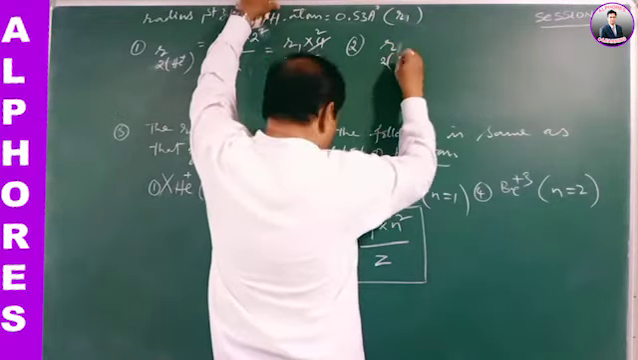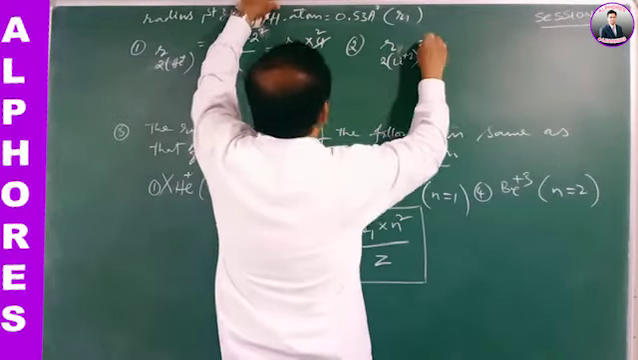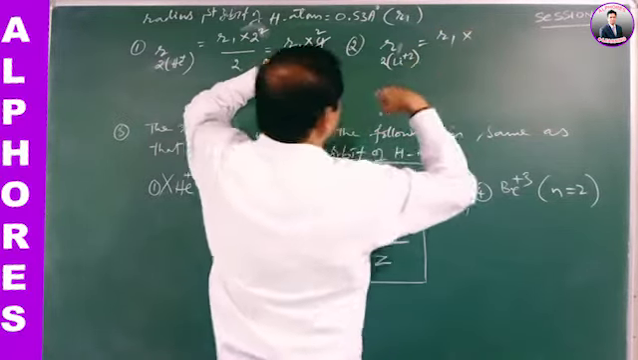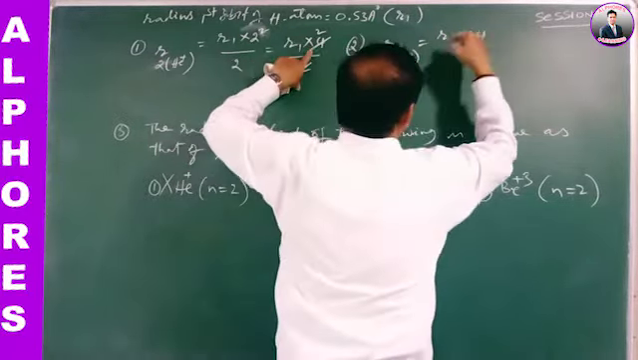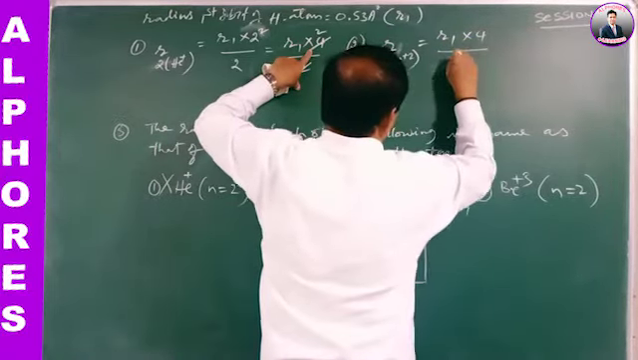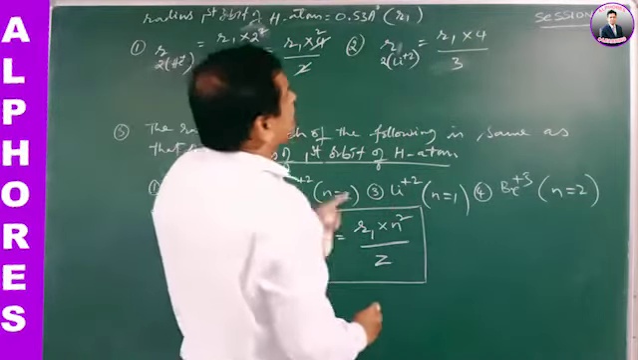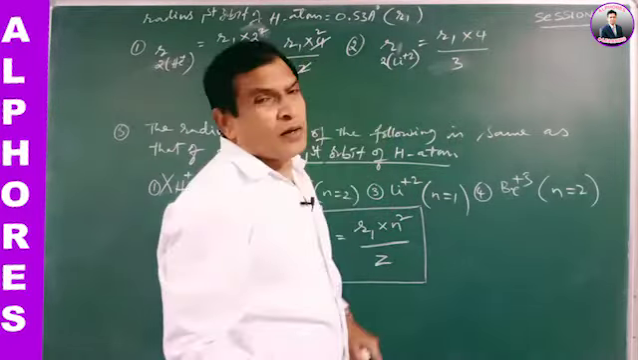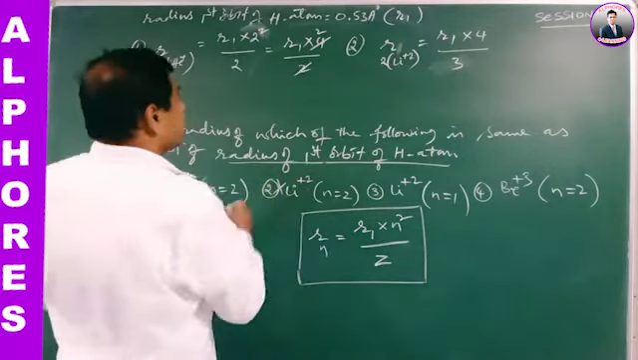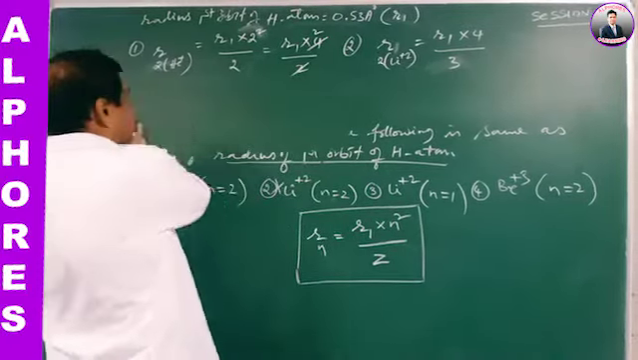Okay, second orbit of lithium plus 2 is equal to the radius of the first orbit of hydrogen into n square by Z, that is 2 square by Z, which is 4. Now, lithium atomic number is 3, Z is equal to 3. So this is not equal to the radius of the first orbit of hydrogen. So the second option is also not correct. It is not equal to the radius of the first orbit of hydrogen atom.